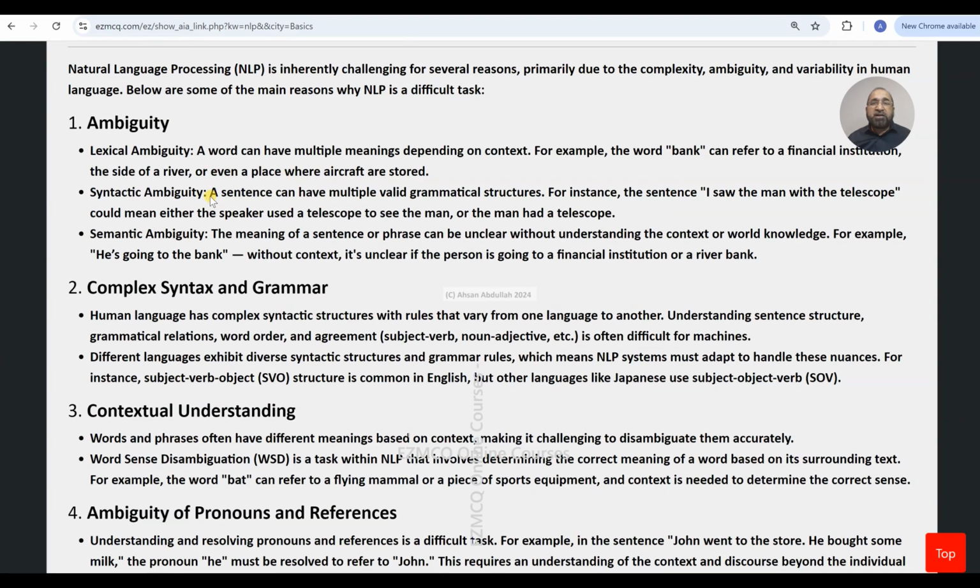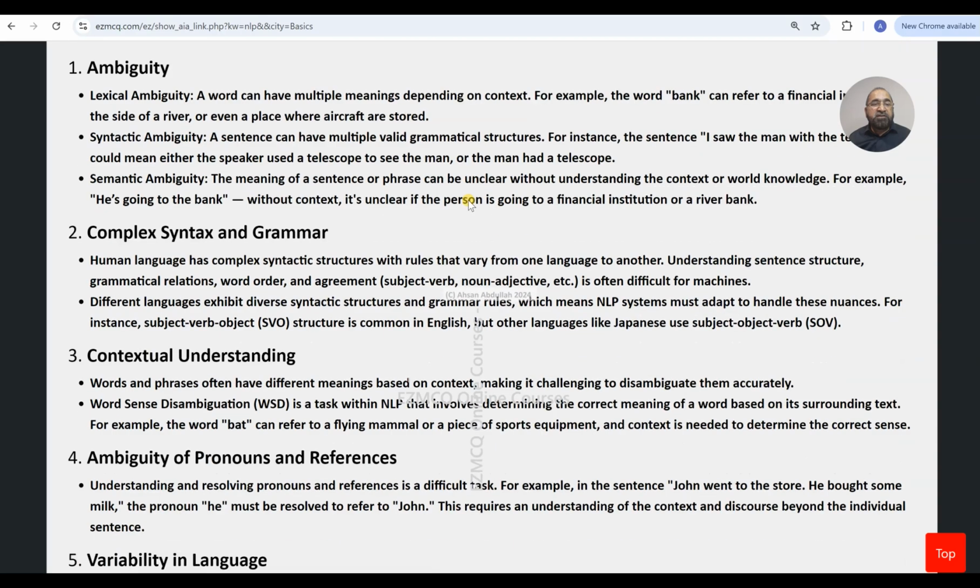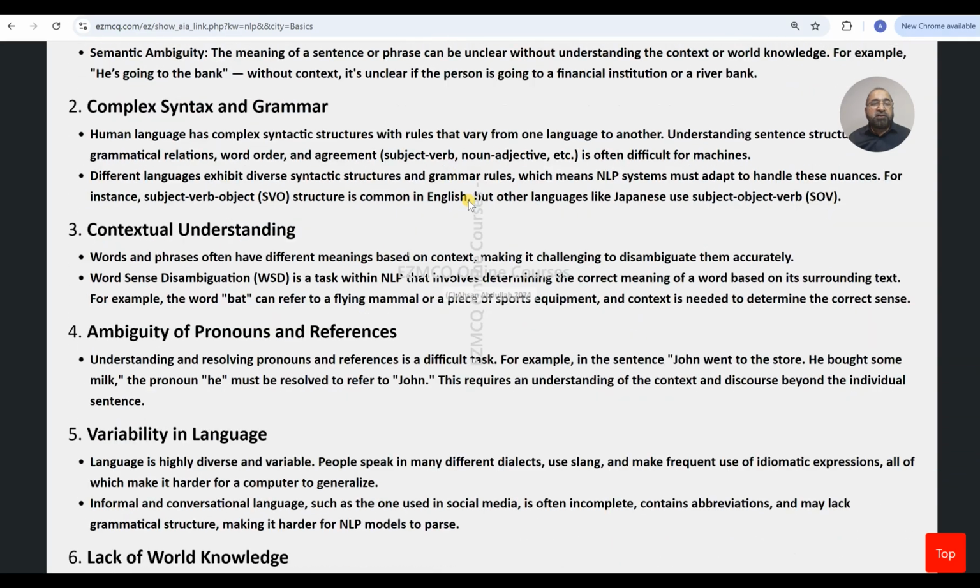So ambiguity, I've given you ample examples. For example, syntactic ambiguity: I saw a man with a telescope. So I saw a man through a telescope, or I saw a man having a telescope. And the list goes on.